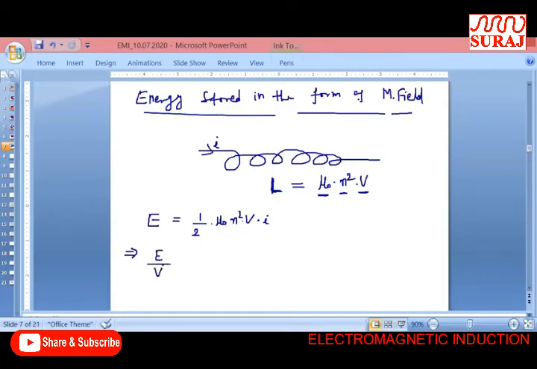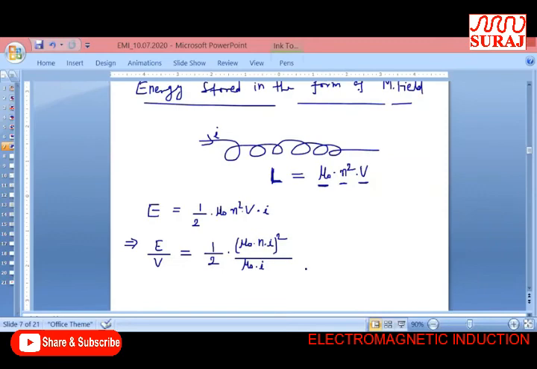Now if I take this volume V to the left side, it becomes the energy stored per unit volume. And if I rearrange the numerator as mu naught N I whole square, then we have taken an extra mu naught in the numerator, so I'll have to balance the relation here.